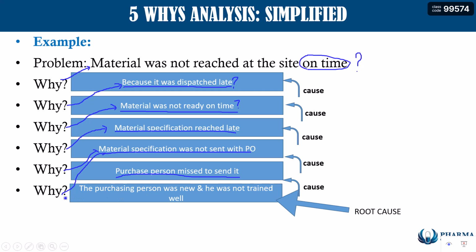Now the next question is: why did the purchase person miss to send the specification along with the purchase order? The purchasing person was new and he was not trained well.